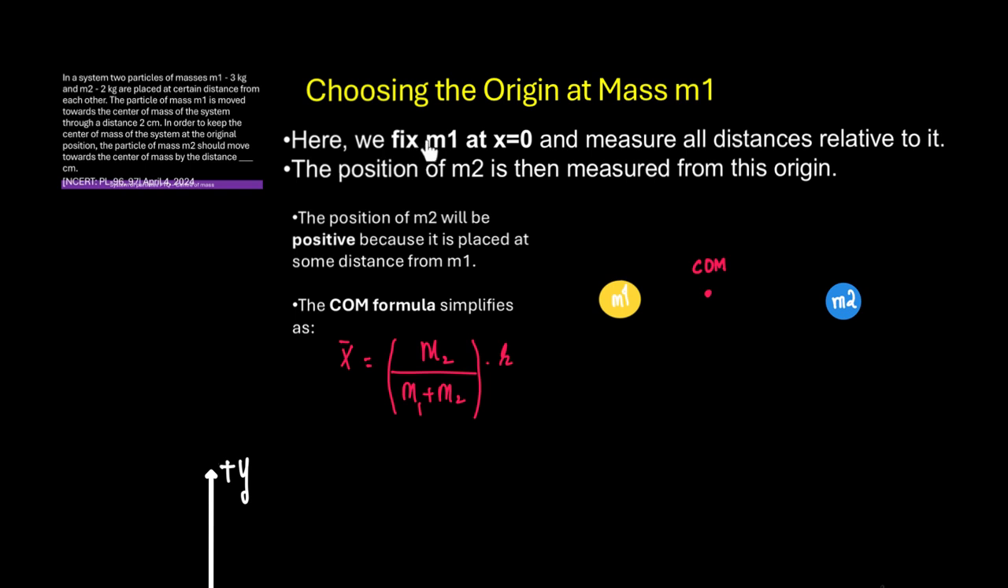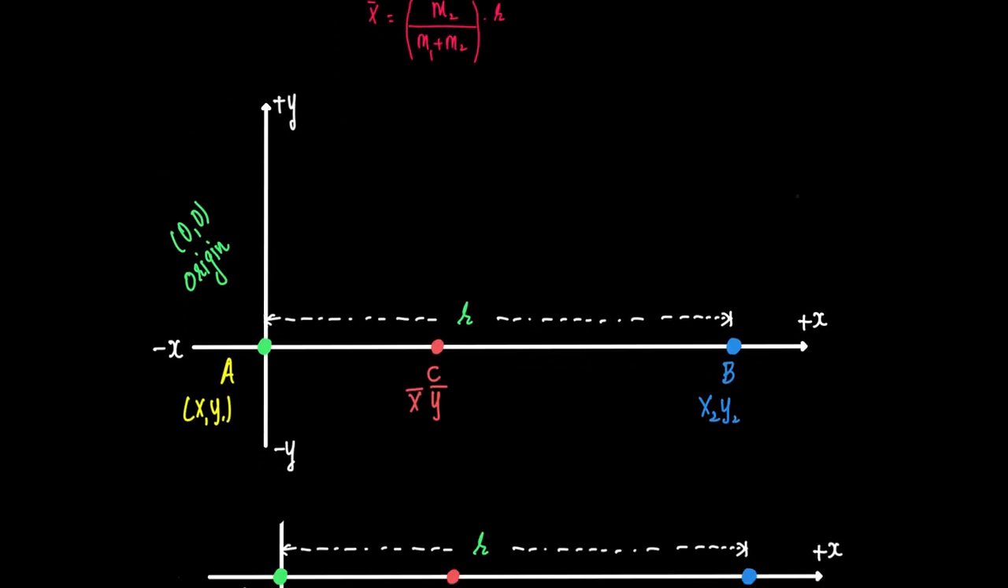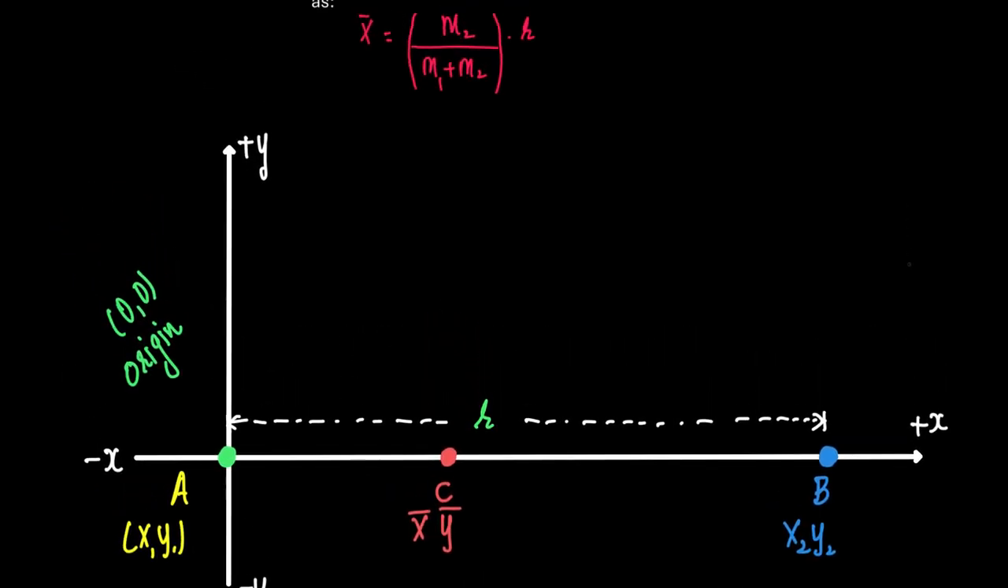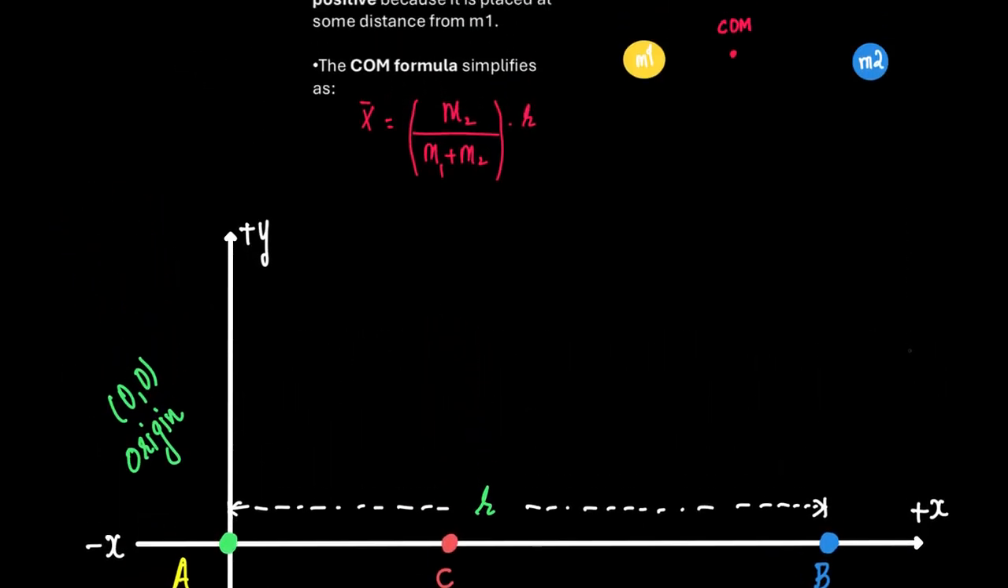Okay, so when we fix m1 at x equal to 0 and measure all the distances relative to it, the position of m2 is then measured from this origin. Okay, so let's try to see the detailed version of this formula. How did we arrive at this?